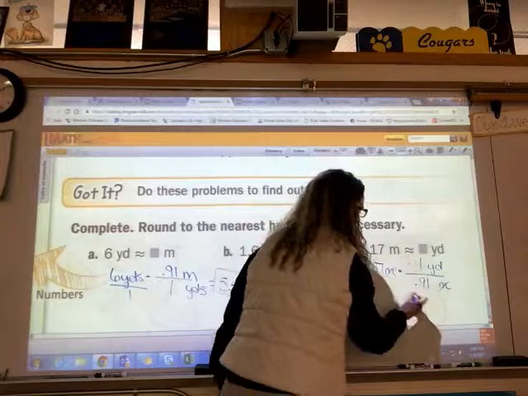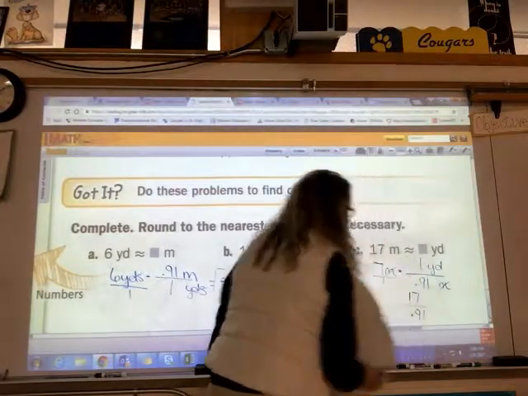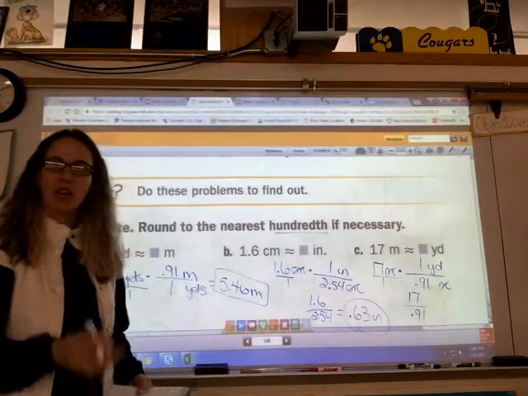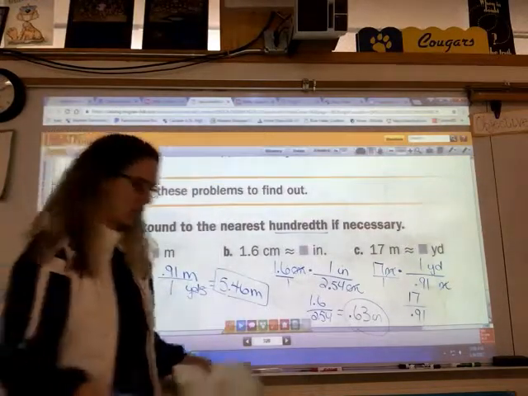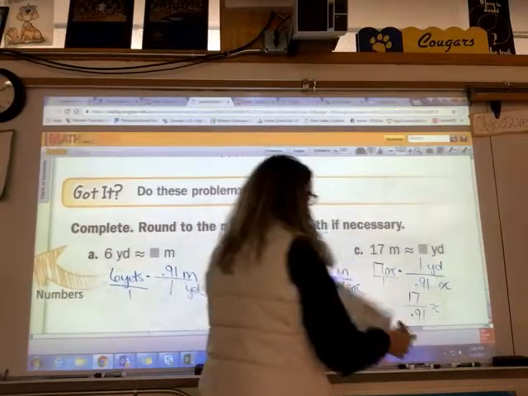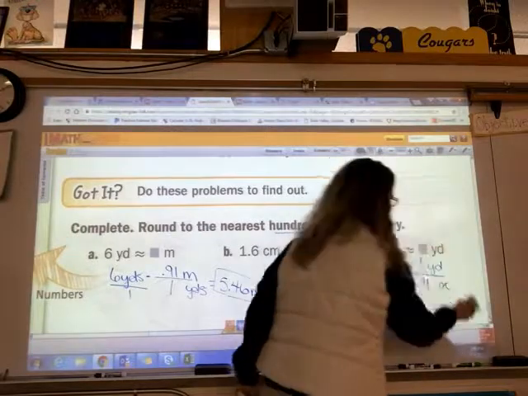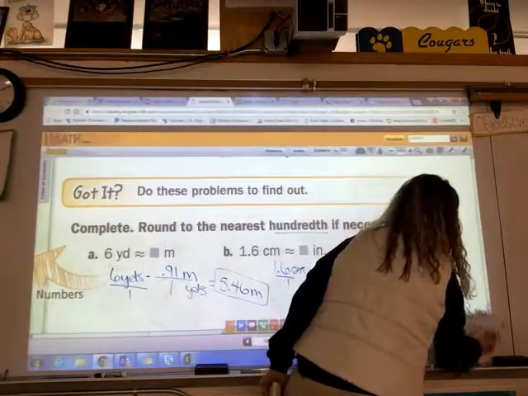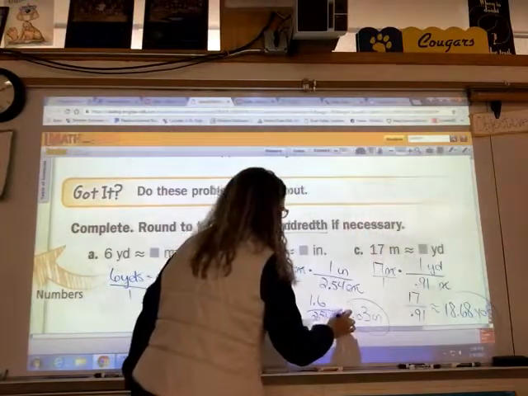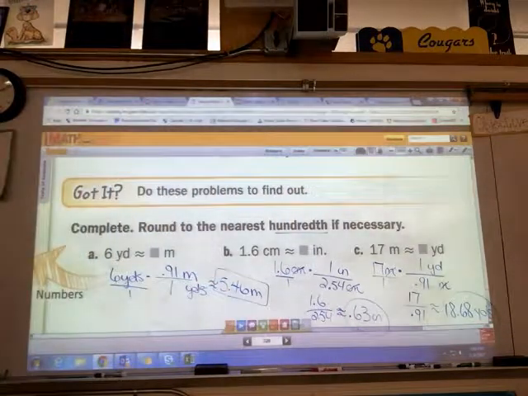So 17 times 1 is 17. 1 times 91/100ths is 91/100ths. So then we're going to plug in our calculator, 17 divided by 91/100ths. And when we do that, we're going to come up with approximately 18 and 68/100ths yards would be our label. And again, these are all approximations, okay, because they're estimates there.